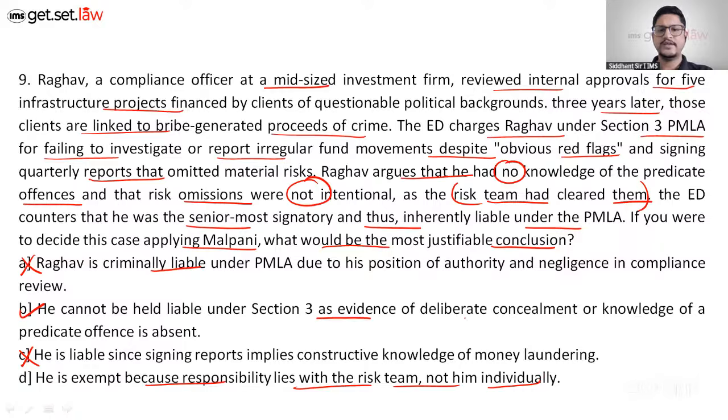Under section, as evidence of deliberate concealment of the knowledge is absent. This is an important part because they don't have a prima facie. So D is factually correct, not by the law, but B is actually correct by the law. Okay. So for 9, the answer is B. Let's go to the 10th one.